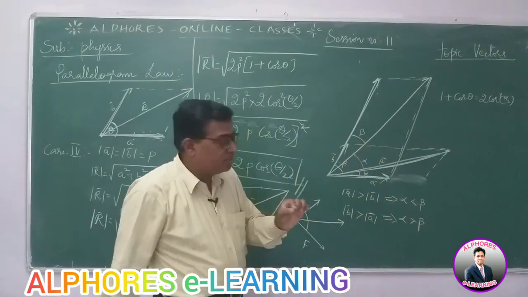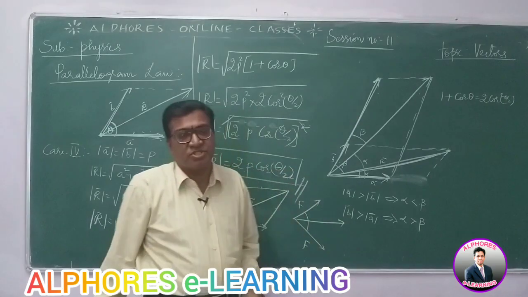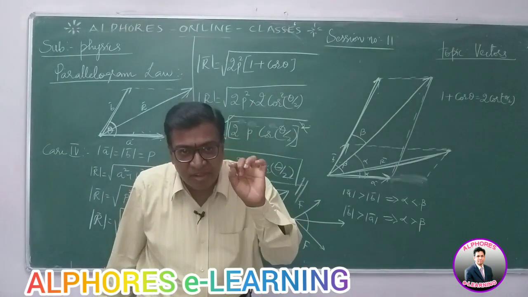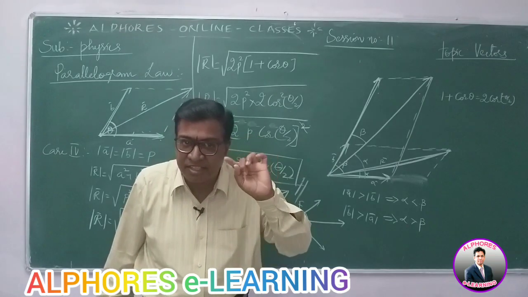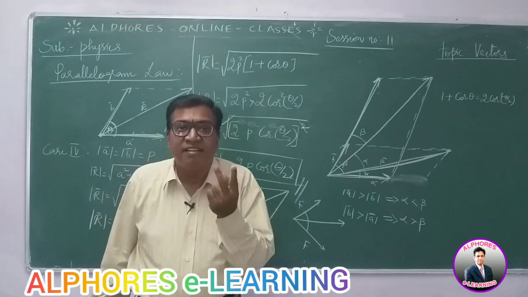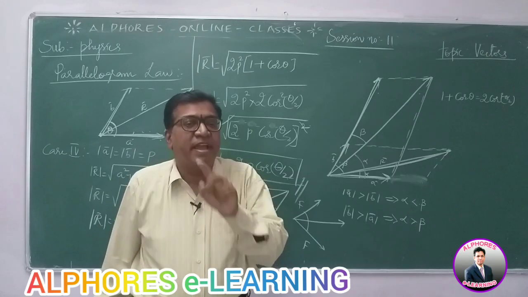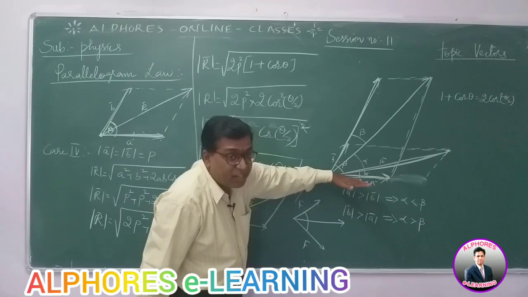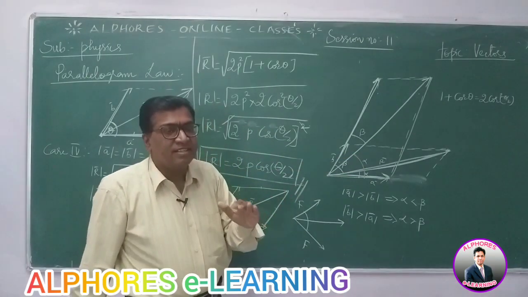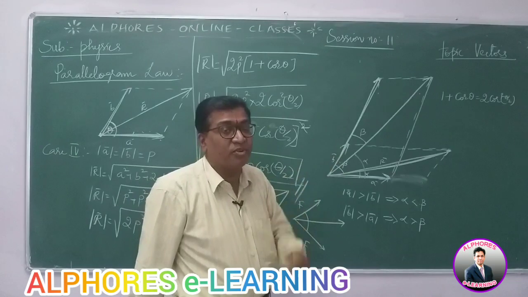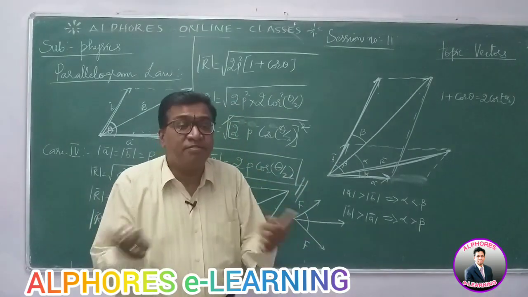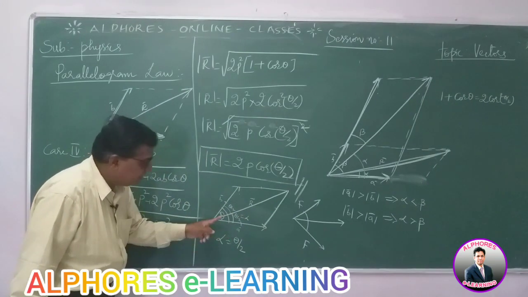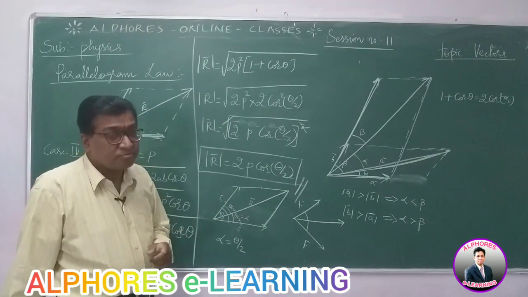A very good identity. It's even a previous entrance question. So remember, in a parallelogram, the angle made by the resultant with any of the vectors varies inversely with its magnitude. The angle made by the resultant with vector A, if its magnitude is more, the angle made is less. If the magnitude is less, the angle made is more. Now if the magnitudes are equal, the angles will be equal: theta by 2, theta by 2.